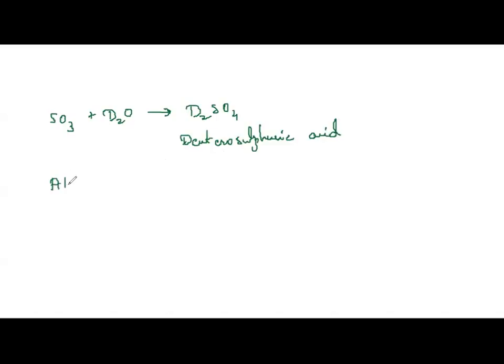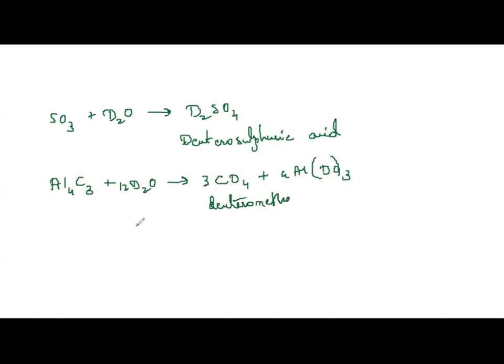Even aluminium carbide, Al4C3, when it reacts with 12 molecules of D2O, forms 3 molecules of CD4 plus 4 molecules of Al(OD)3. CD4 is called deuteromethane, like how you have CH4.